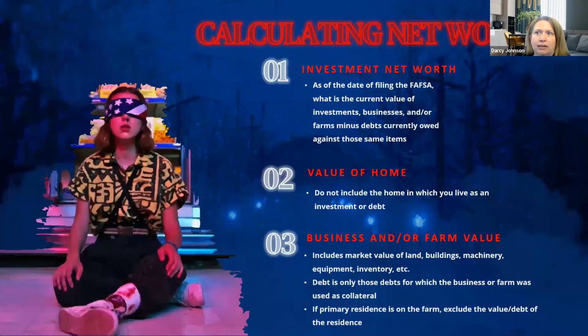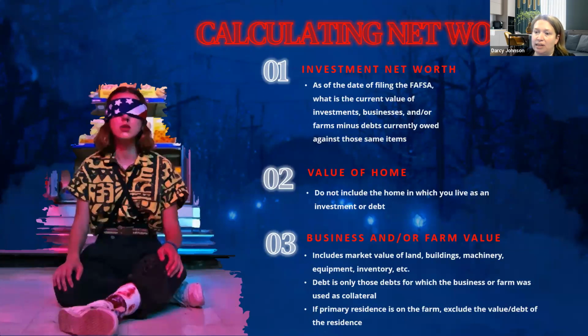All right. So, calculating net worth. I know this is a big question for a lot of people. The top two have not changed. Your net worth is going to be the current value of your investments, businesses, and/or farms minus any debts currently owed against those same items. Again, the value of your primary residence does not count as an investment, nor does the debt against it.